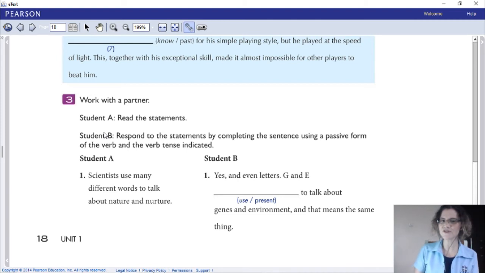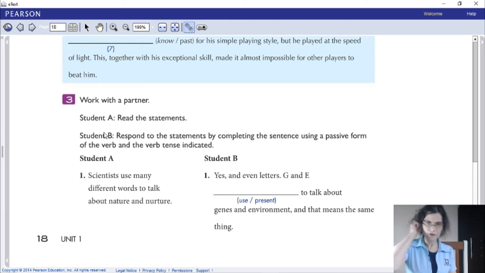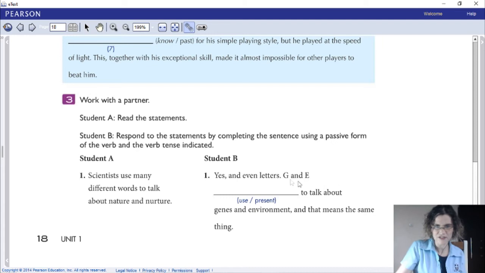Now the example here is student A: Scientists use many different words to talk about nature and nurture. Student B: Yes, and even letters G and E are used to talk about genes and environment, and that means the same thing. So the word use changes into the past participle, verb 3, which is used. And then we have to formulate this by adding the verb be in the present form. That can be am, is, or are. But since we're referring to letters G and E, which is plural, more than one, we use the verb be, are. Okay? So you got to think about that.